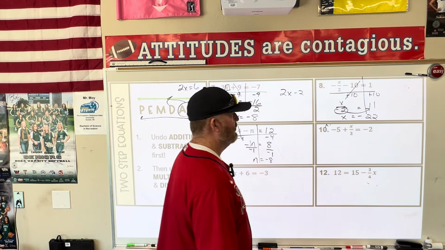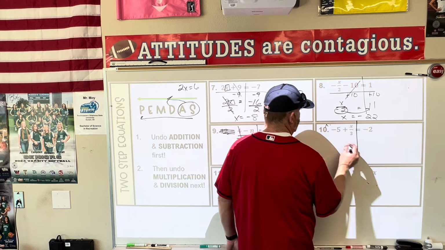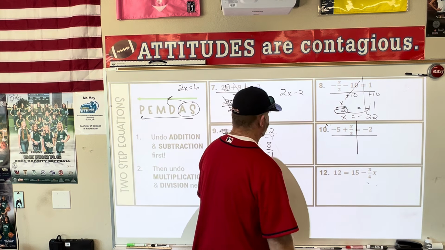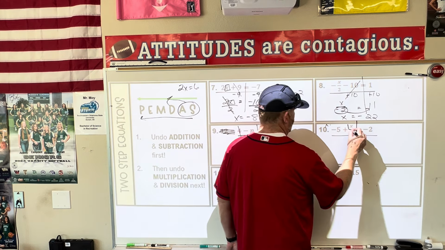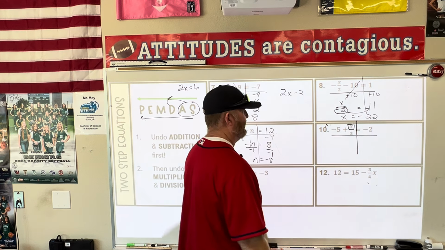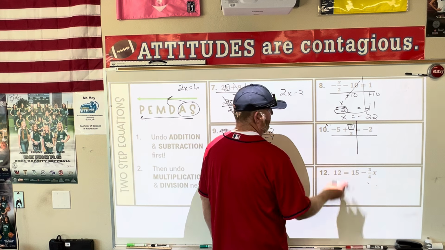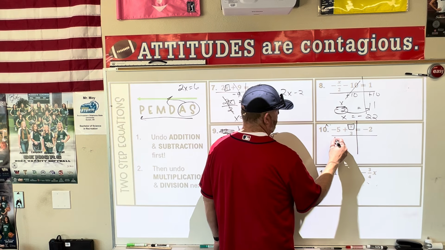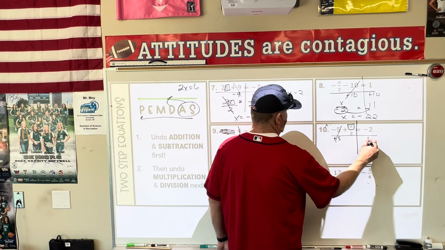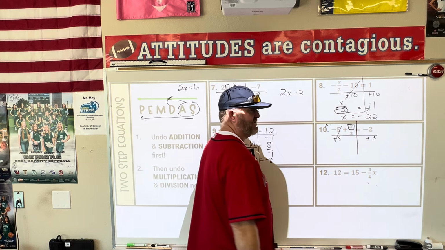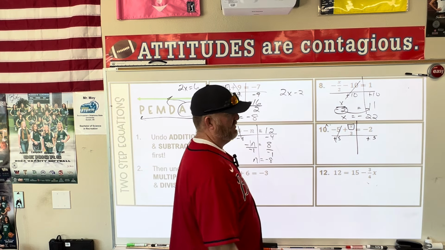All right, guys, here we go. Hey, what letter am I solving for? I'm solving for x. So let's get everything away from the x. First of all, is there an adding, subtracting number over there? Or a number that's kind of by itself? What's the opposite of negative 5? So I'm going to add 5 to both sides. What's negative 2 plus 5? 3.